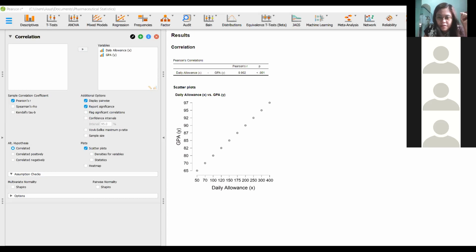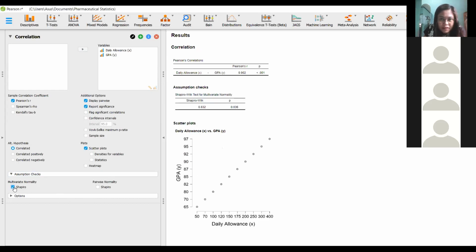Okay. Sige, asa na to? You can also do this one and it will give you the p-value. Now, let us interpret it. Interpret na to ang atuang result.